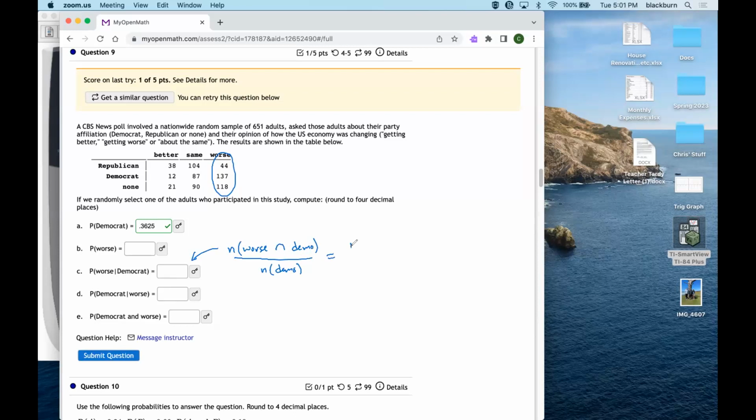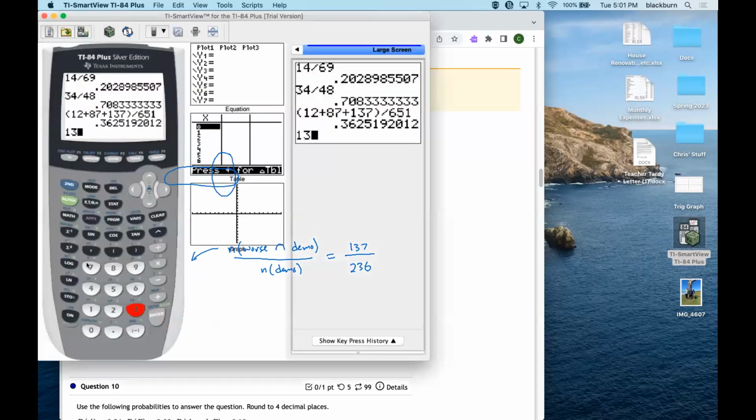So worse and Democrat is 137. The total number of Democrats is going to be those added up again. So let's see, can I do that in my head? Is that 236? 87 and 12 is 99. 100 plus 137 is 237, but it's one less than 100. So 236. I mean, that's what I'm sticking with. All right, let's see. 137 divided by 236. Let's see if we get it right. So 0.5805.